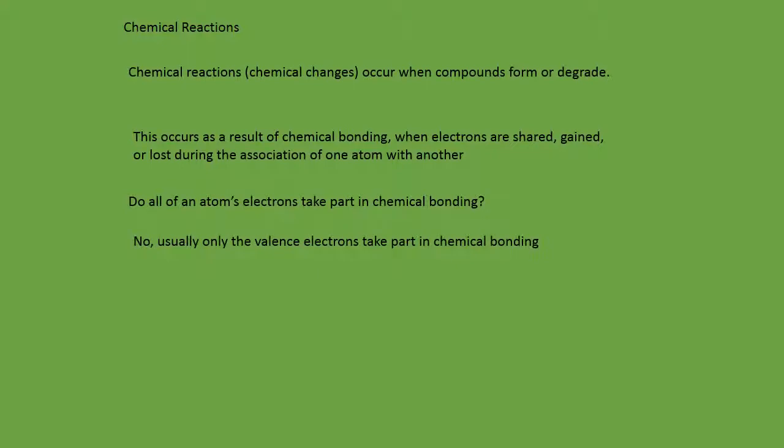Chemical reactions involve changes in compounds, specifically creating them or degrading them. This occurs as a result of chemical bonding, which occurs when electrons orbiting the nucleus of one atom are shared with another atom, lost to another atom, or taken from another atom. When the electrons of one atom are associating with another atom, the two atoms are stuck together.